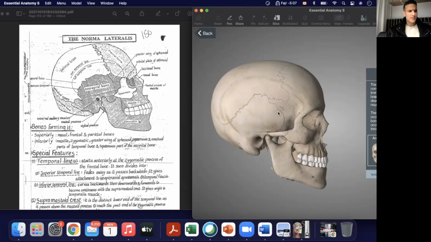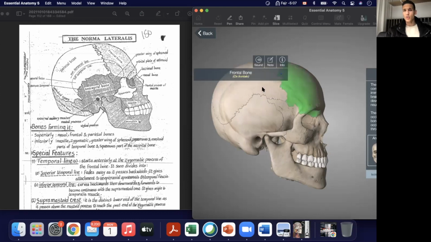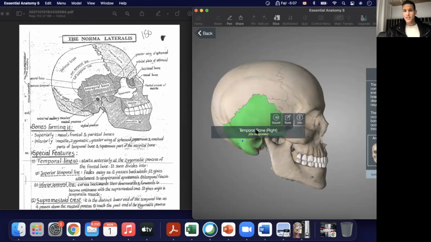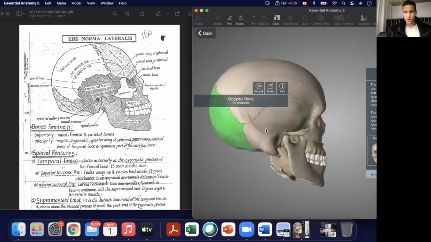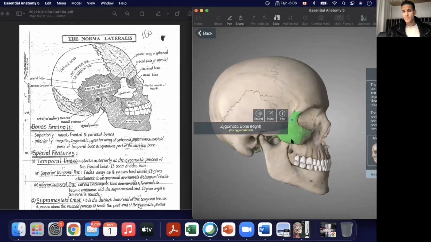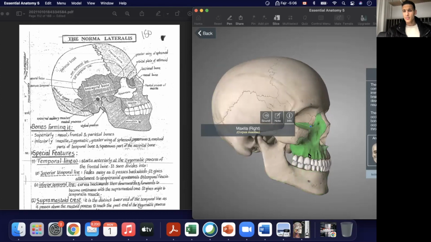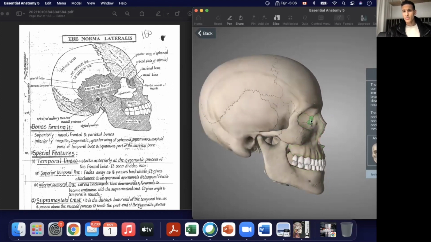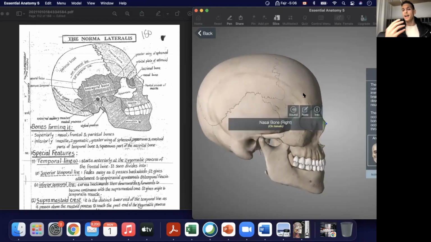So here, some bones that make up the lateral aspect of the Norma lateralis. Well, it's not some, it's actually a lot of them. But how I'll start with it is by saying the lateral aspect of the skull is superiorly made up of the frontal bone, the parietal bone, the temporal bone, some part of the occipital bone, the sphenoidal bone, the zygomatic bone, okay, the mandible, the maxilla, the ethmoidal, the lacrimal, the nasal, and these are what I actually see, okay?